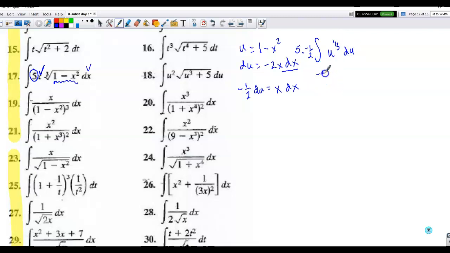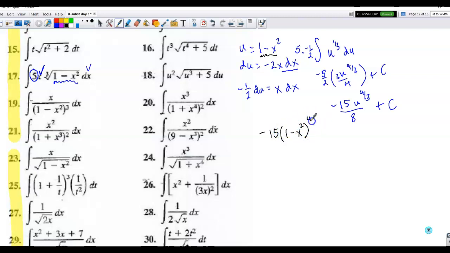So that's going to become negative 5 over 2. Increase the power by 1 gives me u to the 4/3 divided by 4/3 plus c. When I simplify that, that's negative 15 u to the 4/3 power over 8 plus c. And then my final, when I re-substitute my 1 minus x squared, I get negative 15 times 1 minus x squared to the 4/3 power over 8 plus c. Number 17.